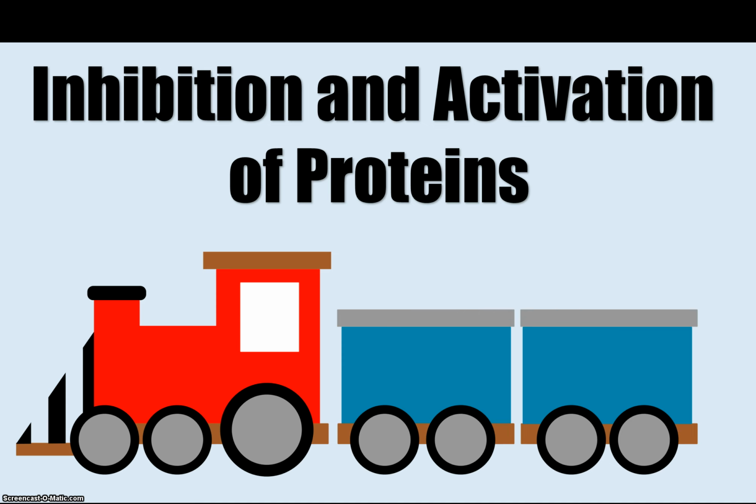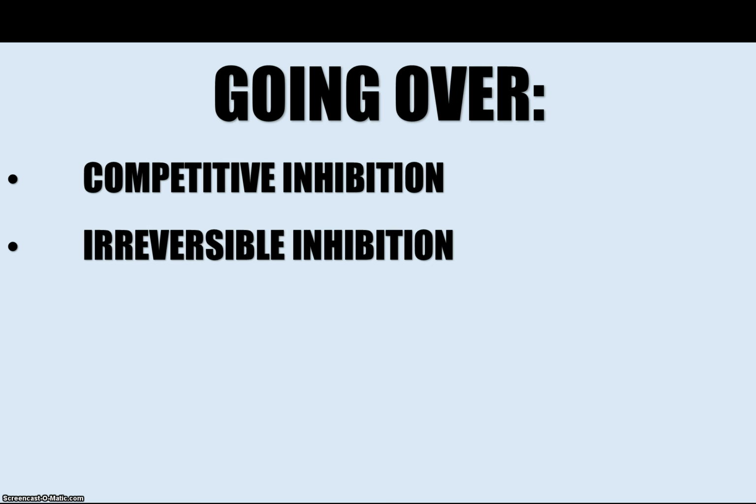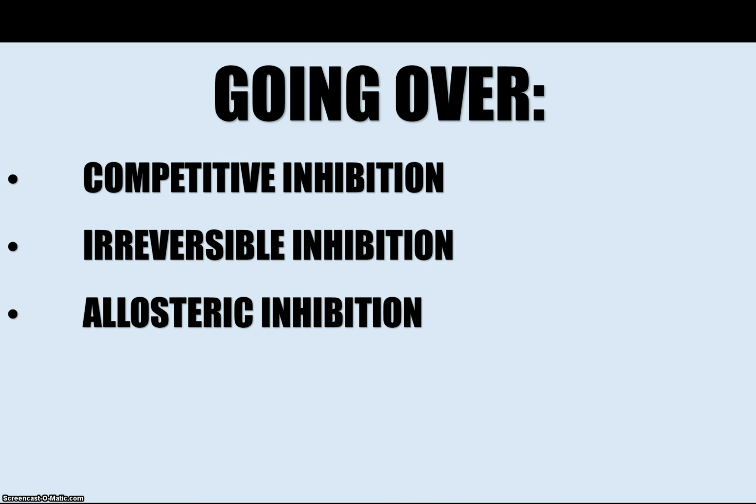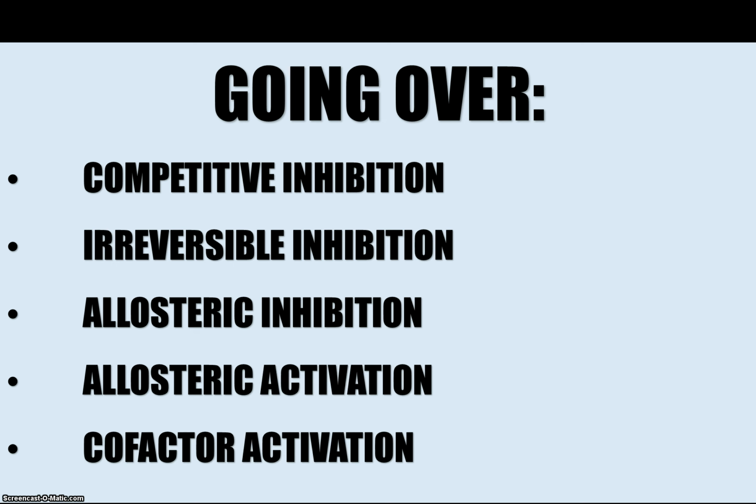Proteins play a really key factor in cell signaling or the production of other proteins and that sort of thing. So it's really important to have steady control over the ability to turn them on, quote unquote, or off. The topics we are going to go over are competitive inhibition, irreversible inhibition, allosteric inhibition, allosteric activation, and cofactor activation.